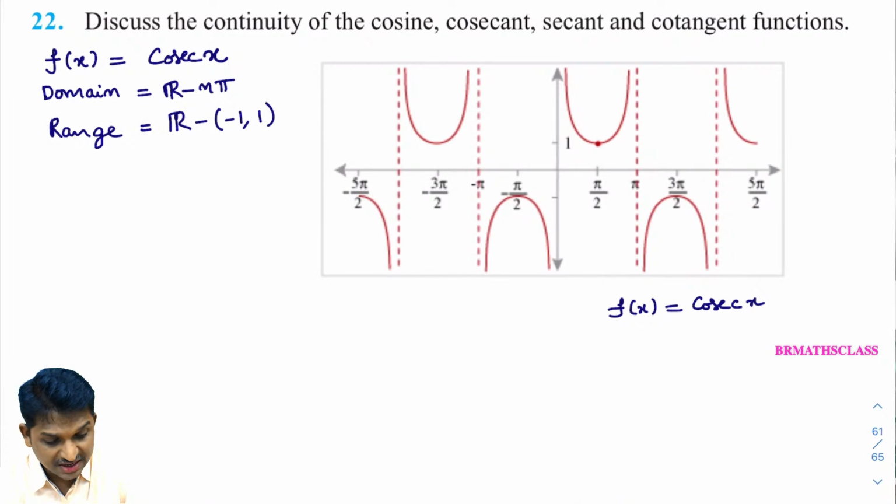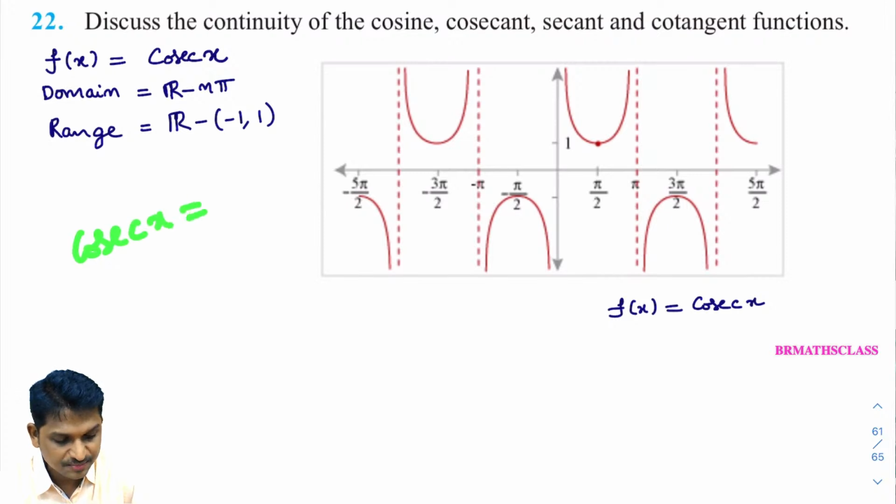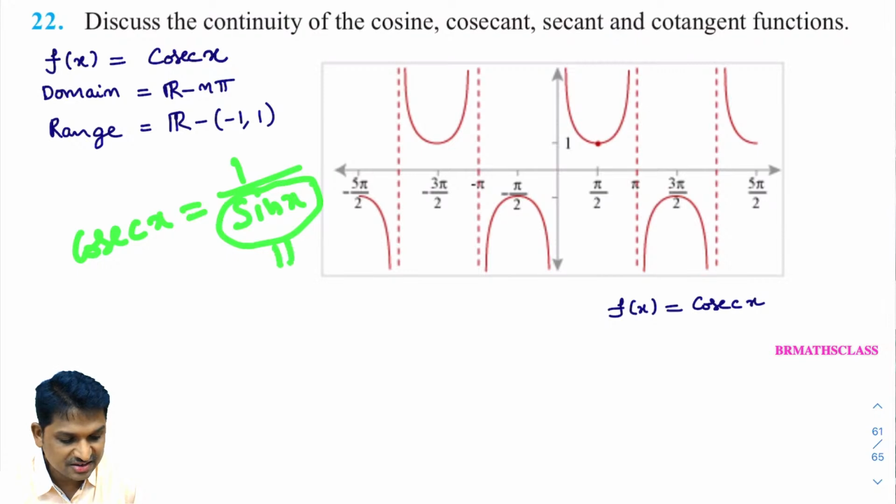You observe this cosecant x. What is the domain of cosecant x? Domain of cosecant x is R minus n pi. You need to know these things. Cosecant x can be written as 1 by sin x. Sin x is in the denominator. Whenever this sin x is 0, in that case cosecant x is not defined.